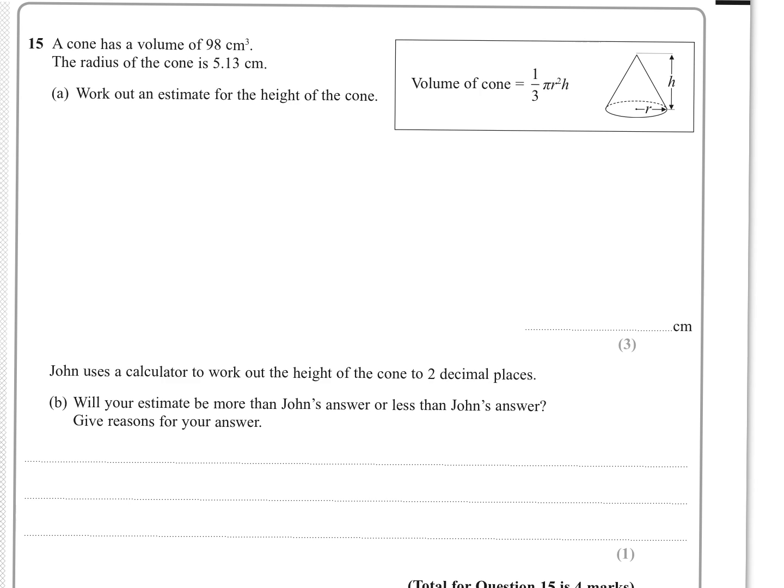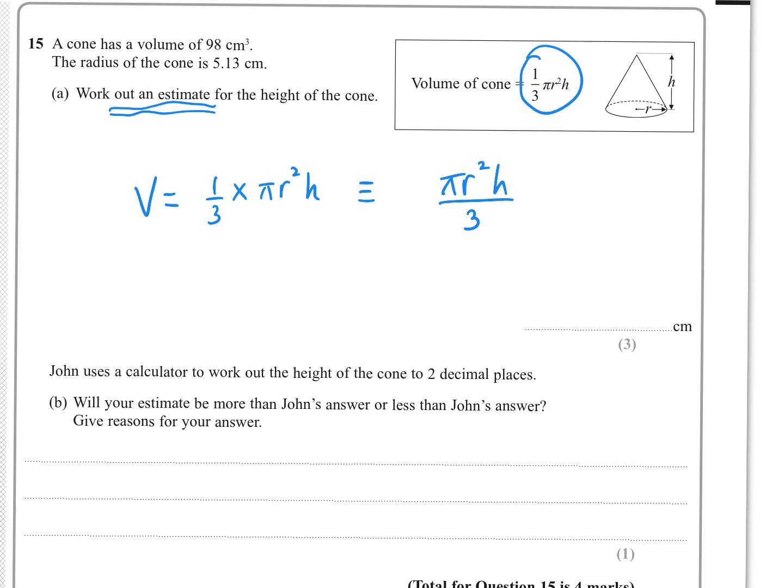Question 15. A cone has a volume of 98 centimetre cubes, and we're given the volume formula here, and the radius of the cone is 5.13 centimetres. We have to work out an estimate, i.e. using numbers we can use simply in our heads, for the height of the cone. Well, let's write the formula down. V equals 1/3 of pi r squared h, which is the same as just pi r squared h over 3.